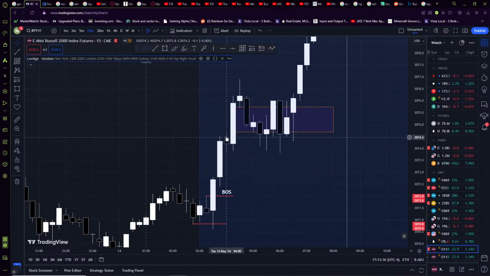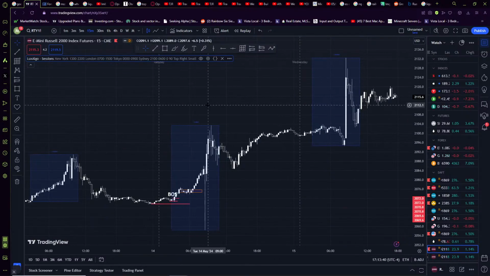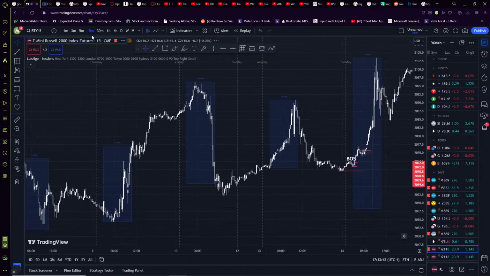What does price do? Respects it. Also taps into this order block. Blah blah blah. Caught that. Okay, cool. Same thing. Blue's third day here.